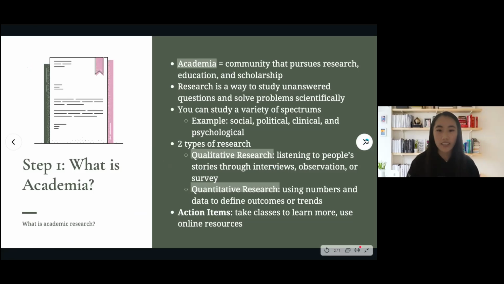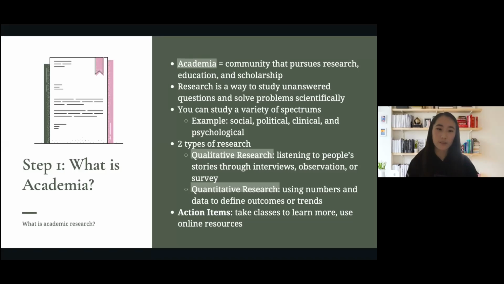But to go over generally what two main types of research include. Firstly, there is qualitative research. That involves listening to people's stories through interviews, observation, or survey data. Usually researchers could send out a questionnaire, for example, or conduct interviews in person or virtually to understand their experiences. In terms of quantitative research, this involves researchers using numbers and data to define outcomes or trends. Some examples of this could be measuring reaction time in milliseconds, or obtaining the proportion correct of answers to some task or test.